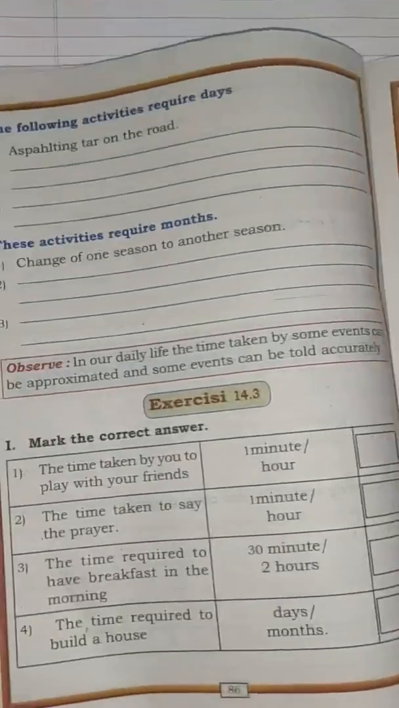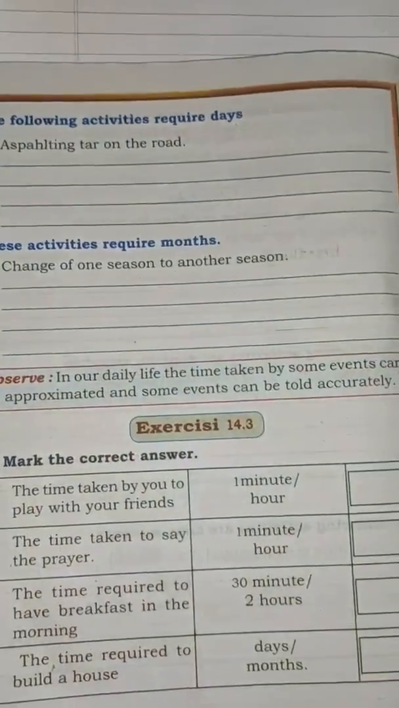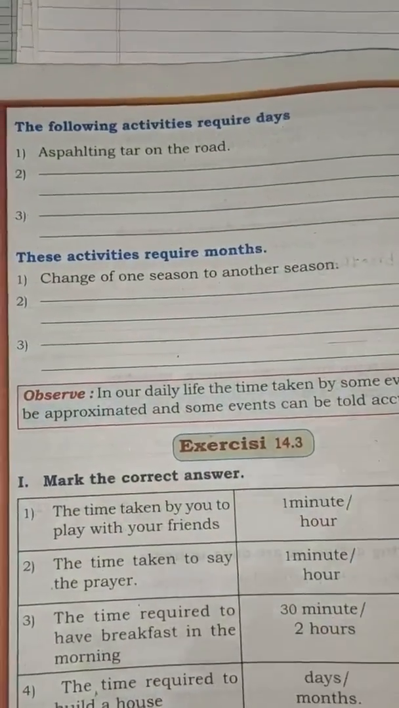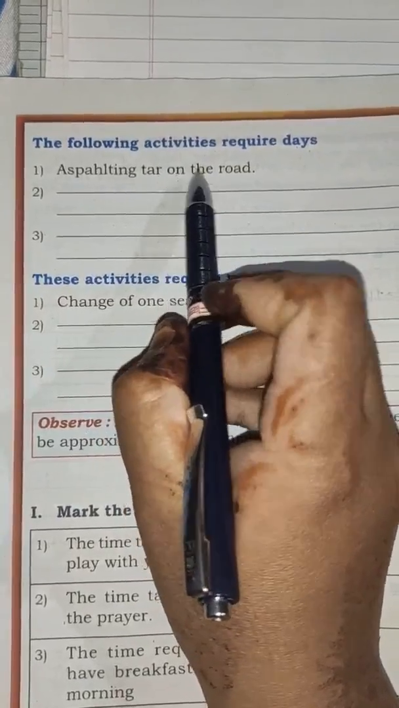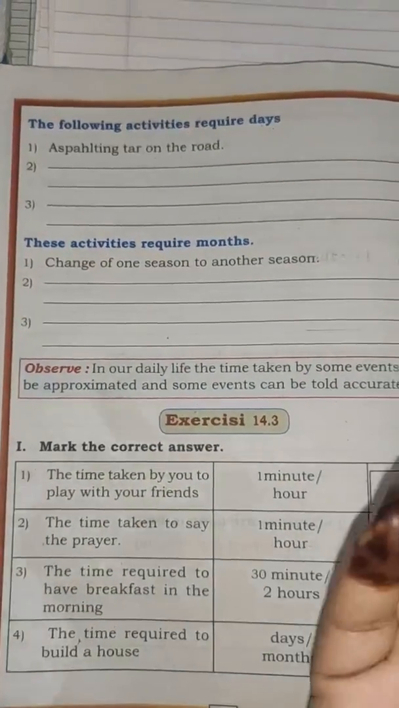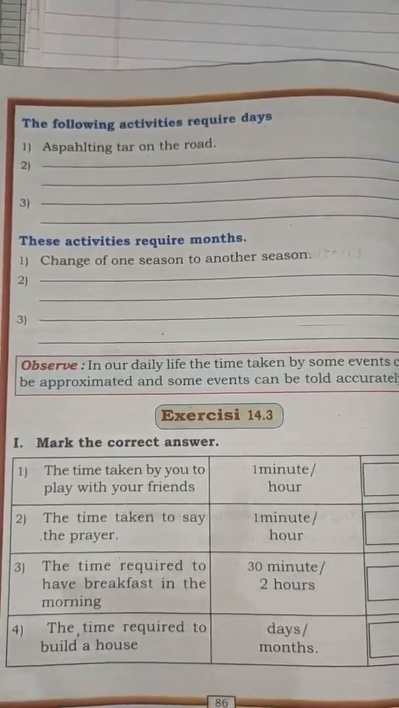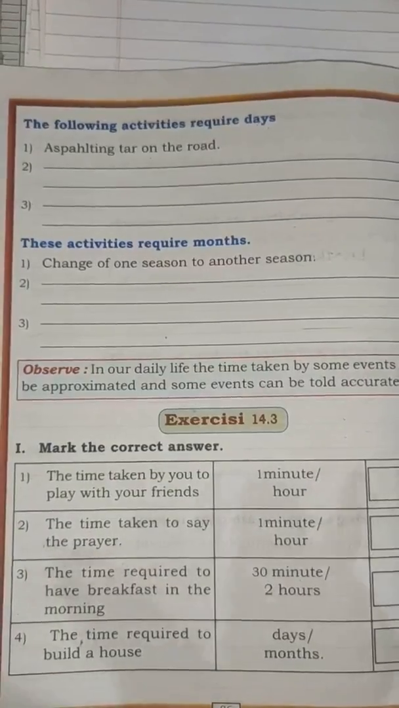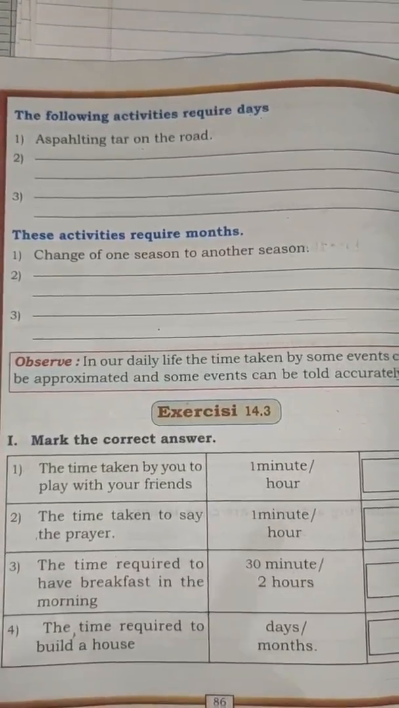Come to the page number 86. The following activities requires day. So here you have to write the activities which takes days to complete it. Okay, for example, asphalting tar on the road. It takes day. Then stitches the cloth. To stitch the cloth, it may take 1 day. Yes or no? And the decoration of the house, it may take 1 day. Yes or no, children? Yes.